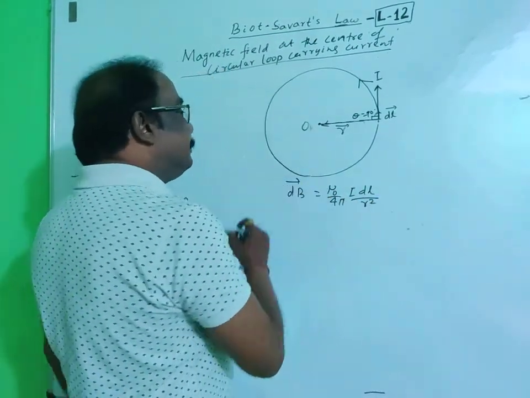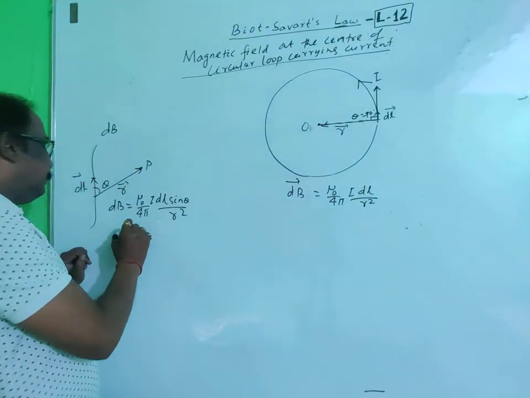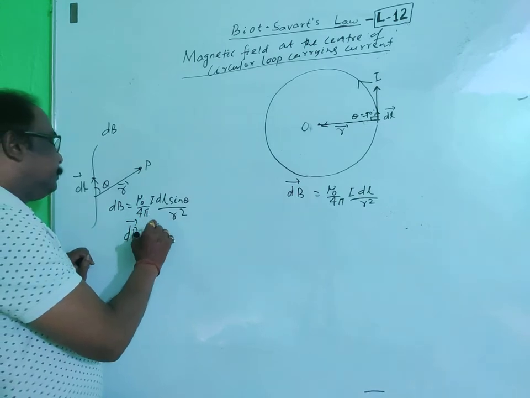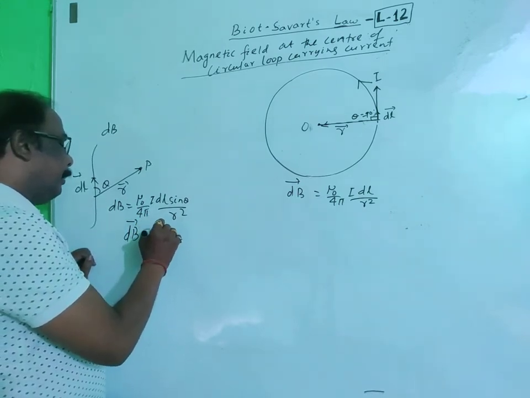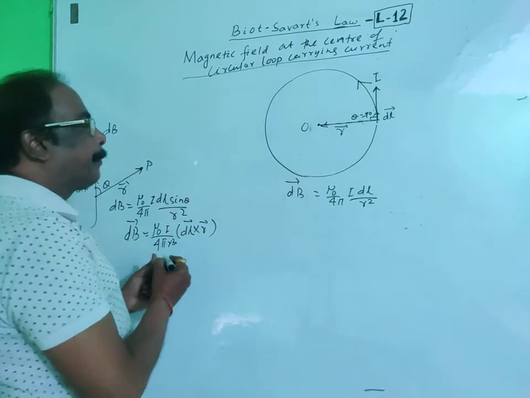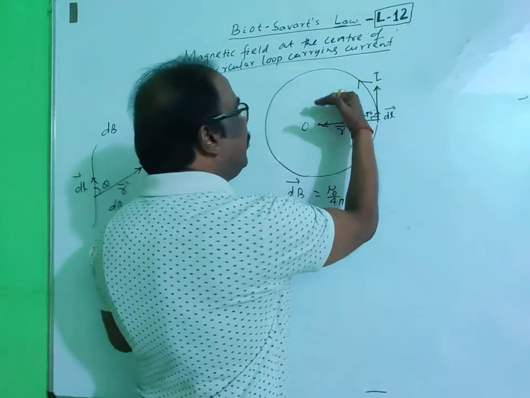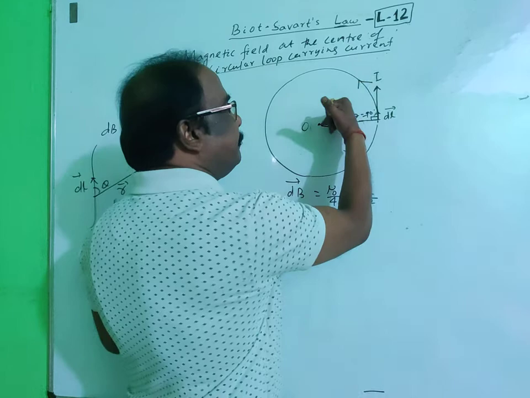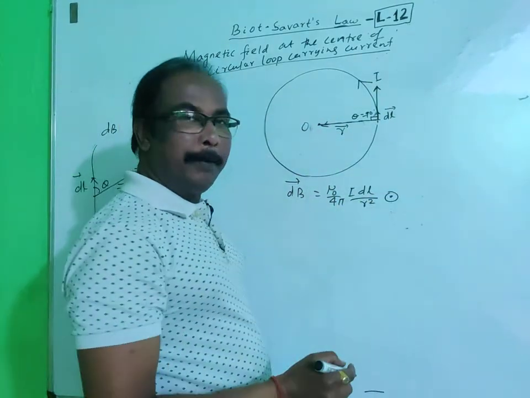If you want to get the direction, then in vector form dB is equal to mu0 by 4 pi r cube, I into dl vector cross r vector. So here, this is the direction of dl, this is the direction of r, so dl cross r is outward. Dl cross r is outward, means dot field.